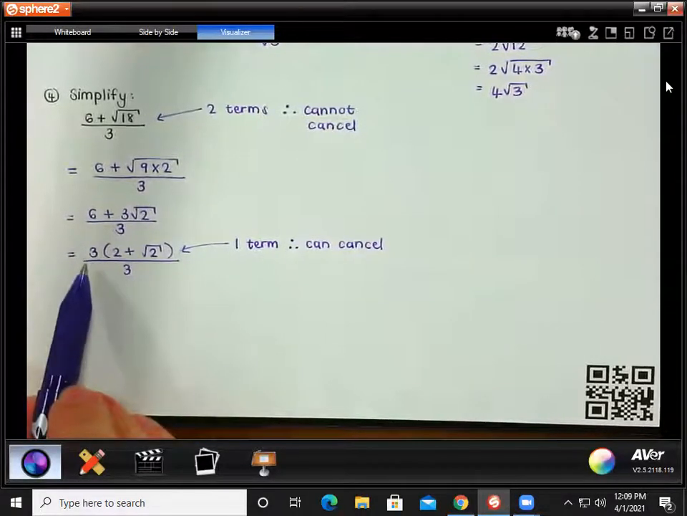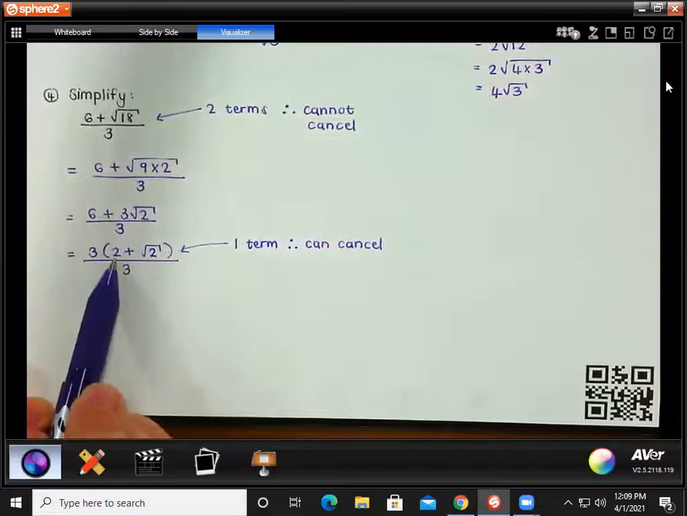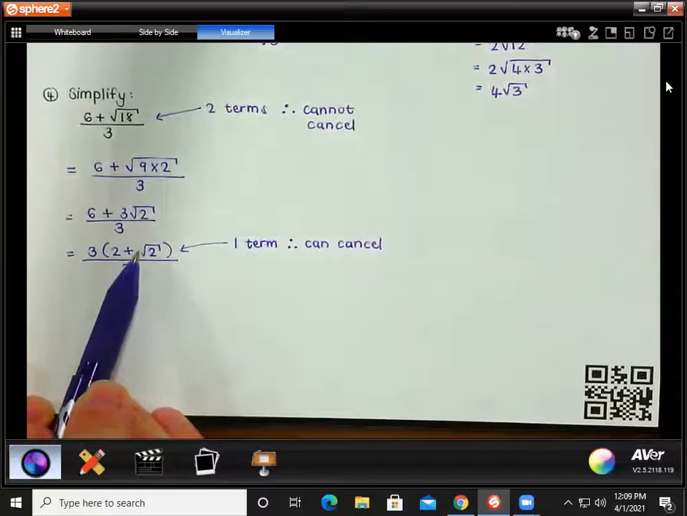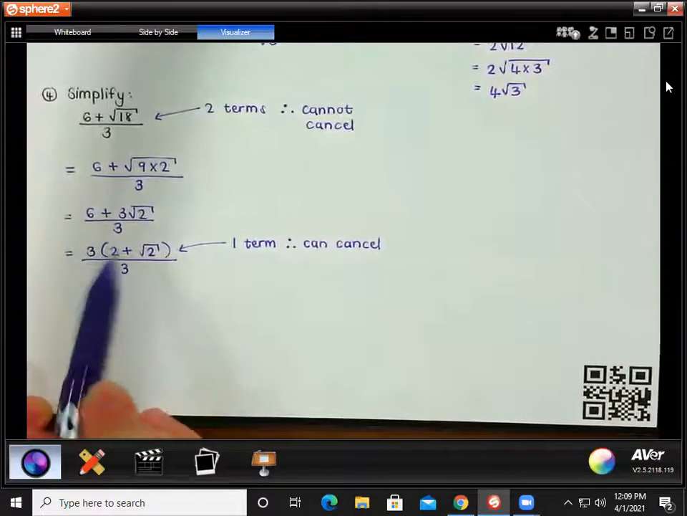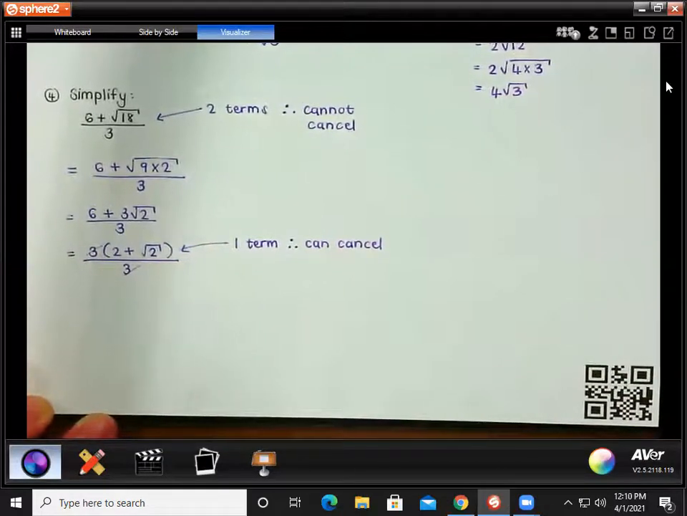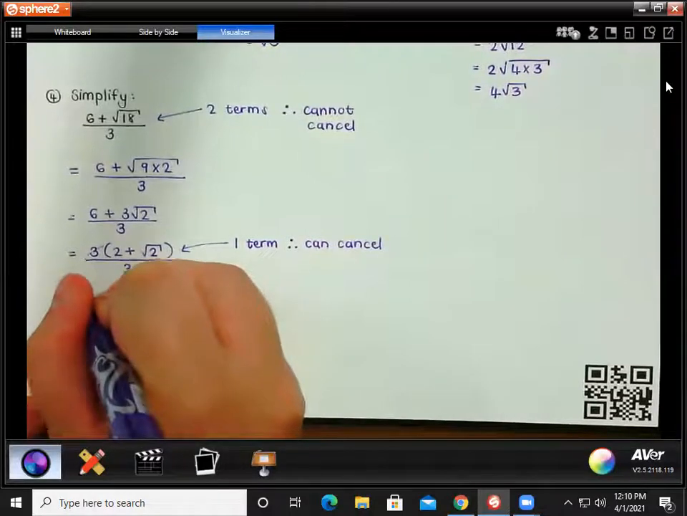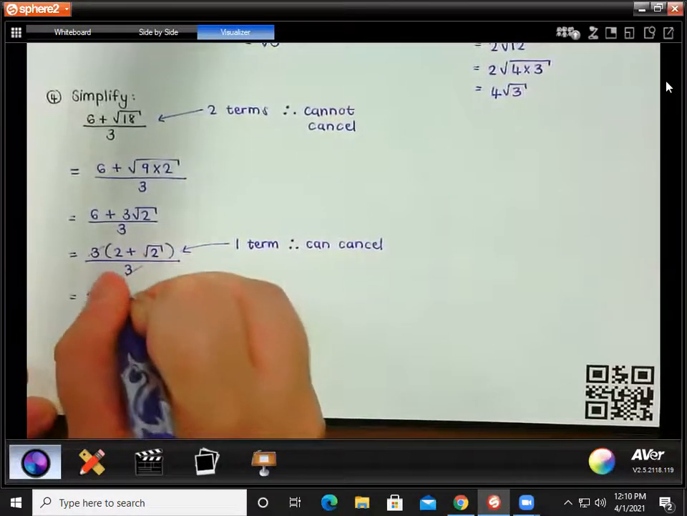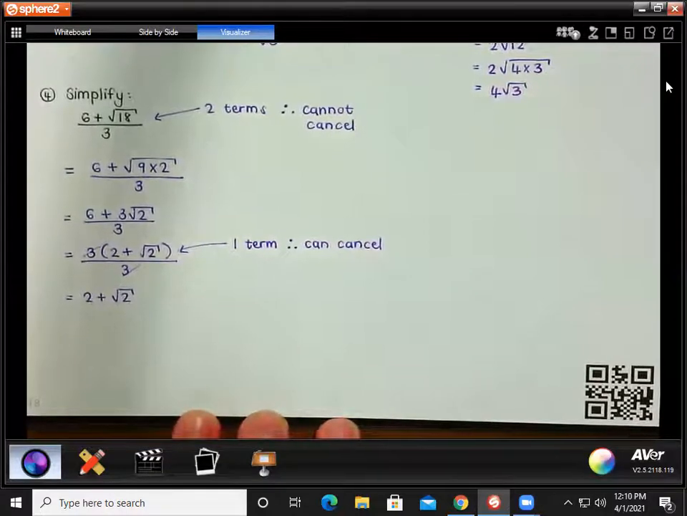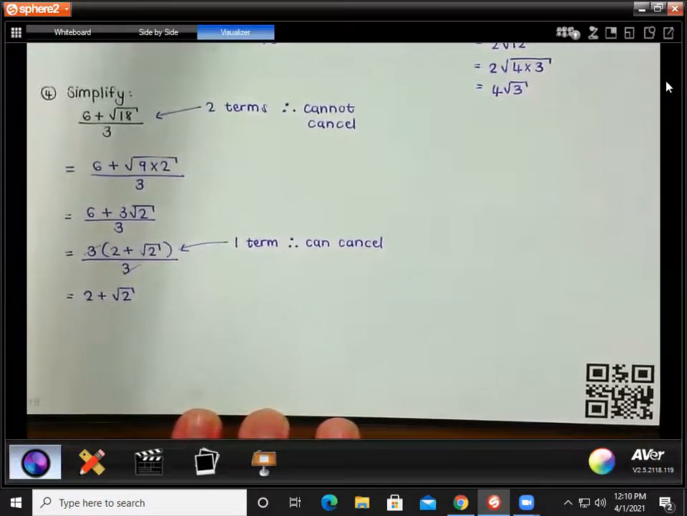I'm taking out 3 as a common factor. So 6 divided by 3 is 2. And 3 root 2 divided by 3 is root 2. Okay, so now we can cancel out. Is there something that's the same at the top and the bottom that we can cancel out? The 3's, hey? So what am I left with? 2 plus root 2. Are those two like terms? No, so I can't add them together. Right. If it was a root 2 plus root 2, then I could add them. But it's just a 2 plus root 2, so they aren't actually like terms.